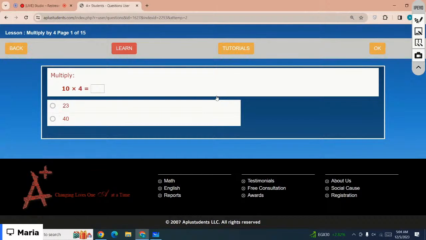The first one is multiply 10 times 4, which is the correct option? 10 times 4 equals, yes, the correct option is 40. 10 times 4 is 40. Very good.